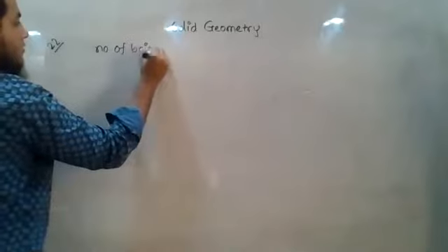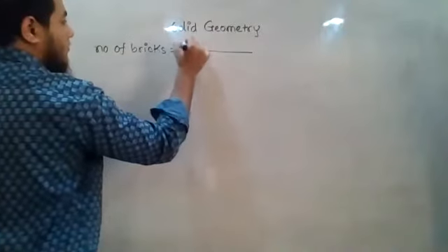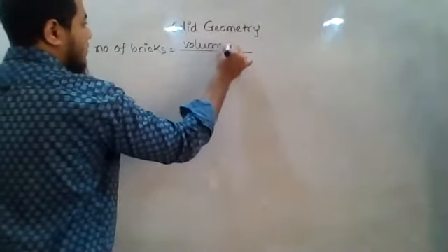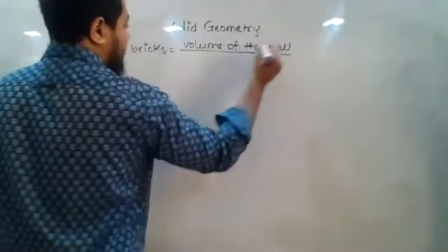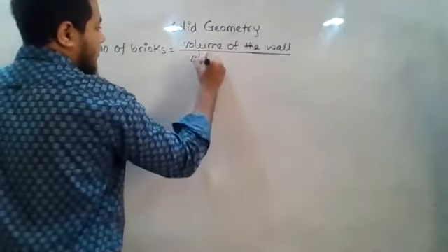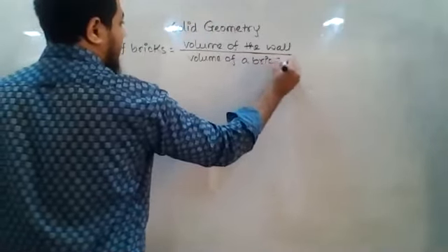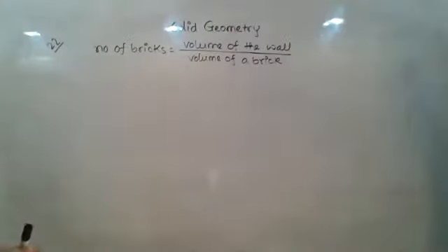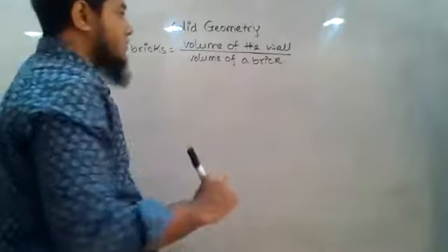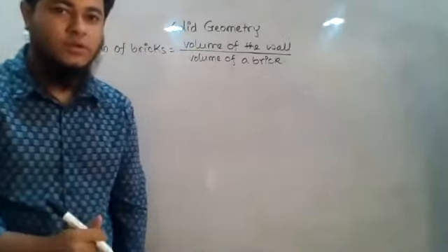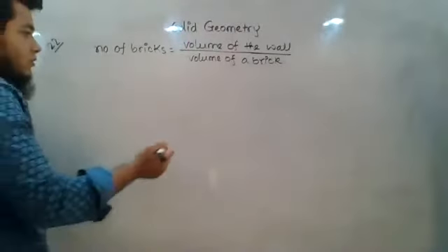To find the number of bricks, I have to divide the volume of the wall by the volume of a brick. Then I will get how many bricks I will need. The dimensions of the brick are given, so it is easy to find the volume of the brick. We need to take care of the volume of the wall. Now how can we calculate the volume of the wall?